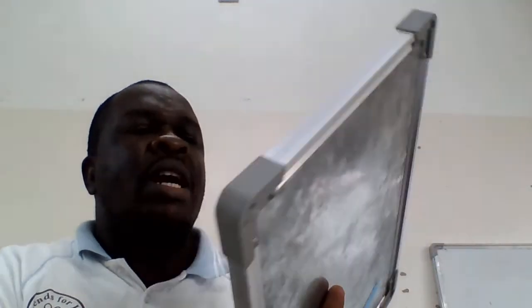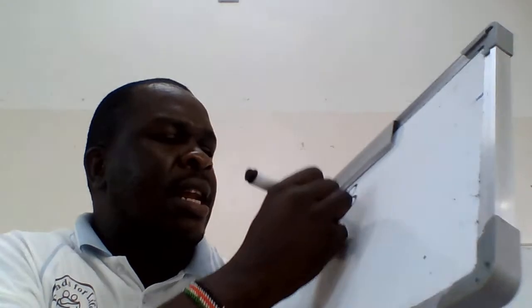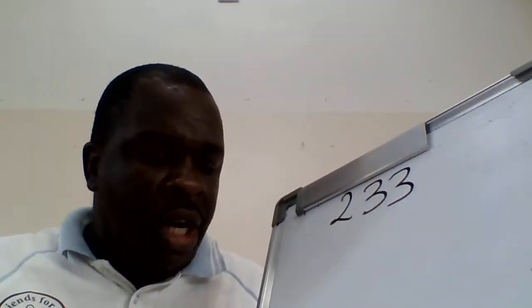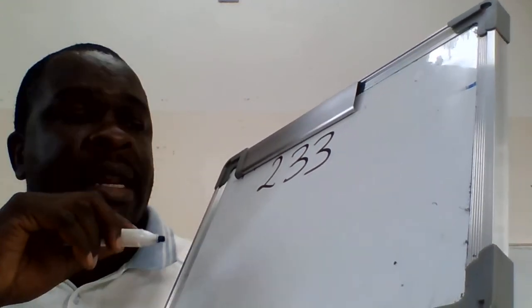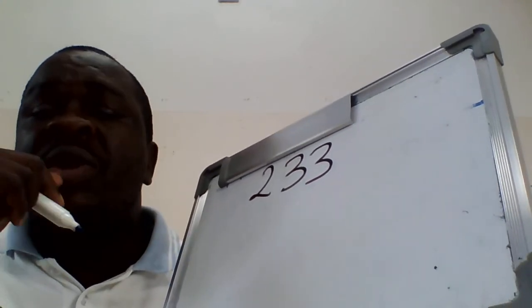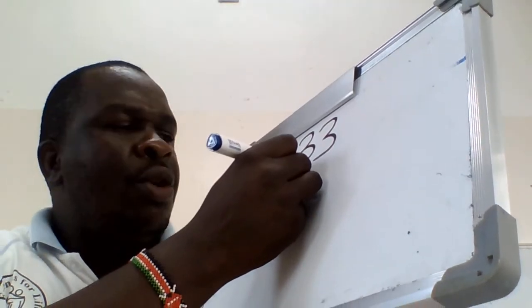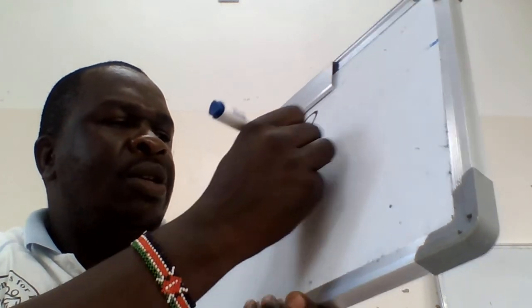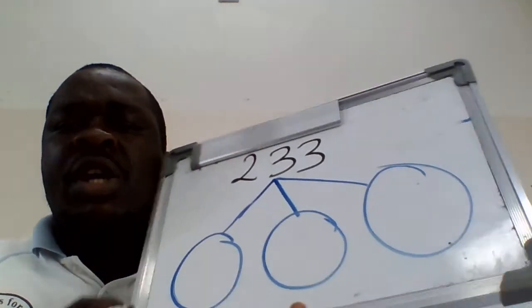Another thing that you can be told to do, boys and girls, is to represent the number 233 using the part-whole model. In the part-whole model, we need to see the tens, the ones, and the hundreds. Therefore, what you do, you draw. The part-whole model looks like that, guys. This is the part-whole model.